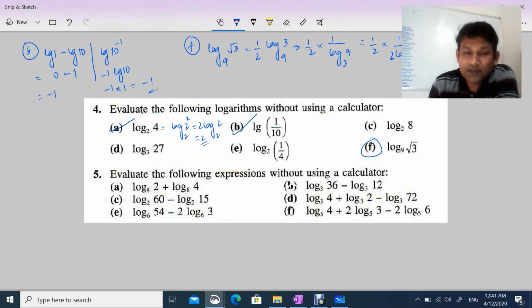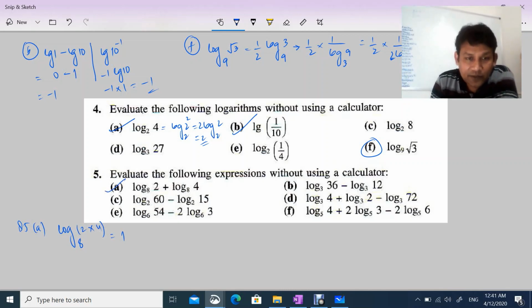These are the same type of question, you have to convert, but I would like to make all the bases the same. Single logarithm is very important. The main thing is to write the single logarithm. Question number 5 part A, I will write log 8 once. 2 multiplied by 4 is 8, and log 8 base 8 equals 1.